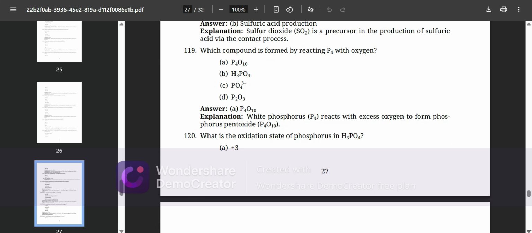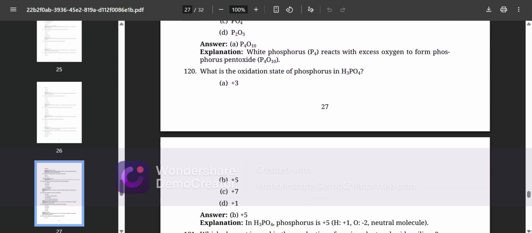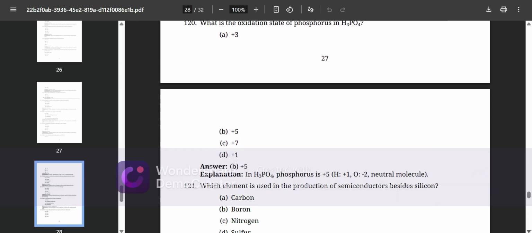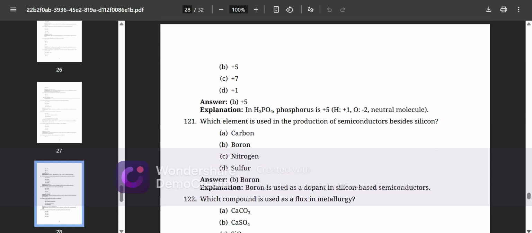Which compound is formed by reacting P4 with oxygen? P4O10. White phosphorus P4 reacts with excess oxygen to form phosphorus pentoxide P4O10. What is the oxidation state of phosphorus in H3PO4? +5. In H3PO4, phosphorus is +5, H is +1, O is -2, neutral molecule.